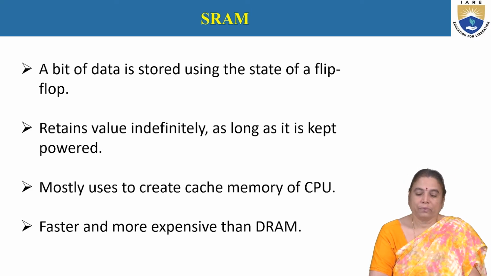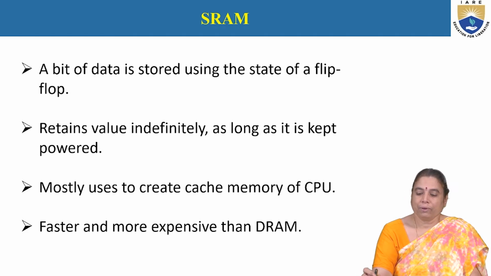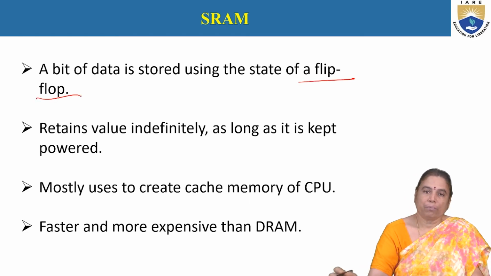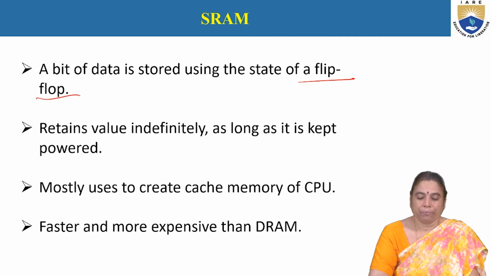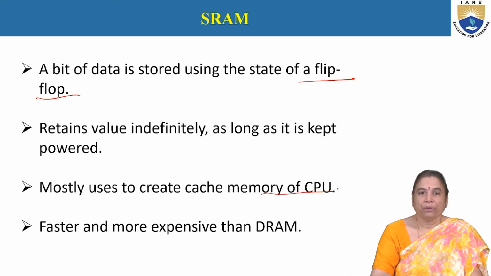One is SRAM, static RAM. A bit of data is stored using the state of the flip-flop. So the major electronic component used for the construction and design of SRAM is the flip-flop. Depending upon the state of the flip-flop, the data can be stored in the static RAM. It retains its value indefinitely as long as power is kept up. So that is the volatility in nature. It is mostly used to create the cache memory of the CPU. Faster and more expensive than the second variety, DRAM, that is the dynamic RAM.